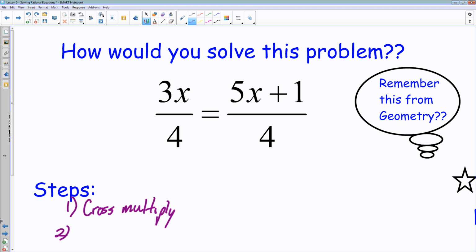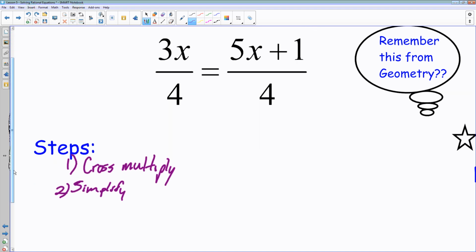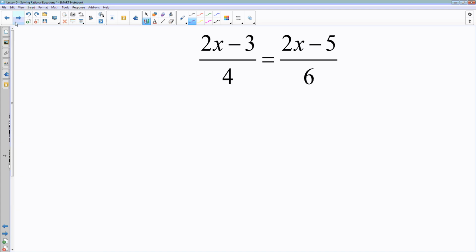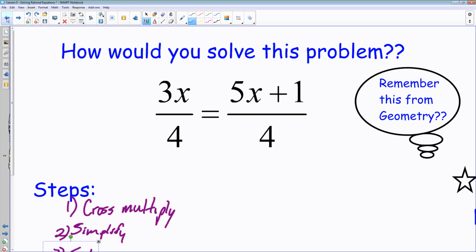So after you've done that, you're going to simplify. That might mean combining like terms or distributing, all that good stuff. Then you're going to solve for your variable, and then you're going to want to check. So let's go ahead and do that first problem. We're going to cross multiply.